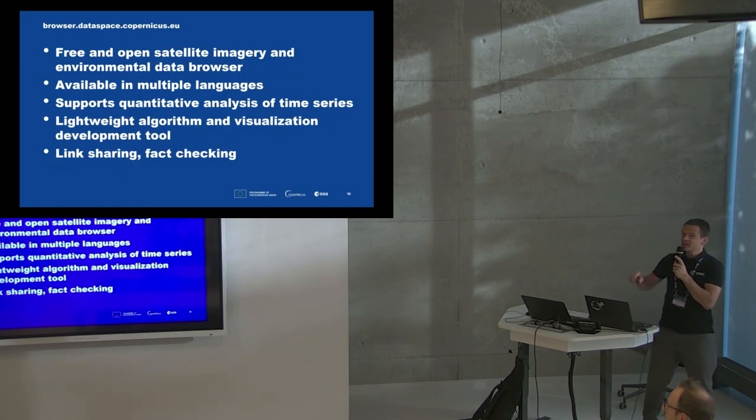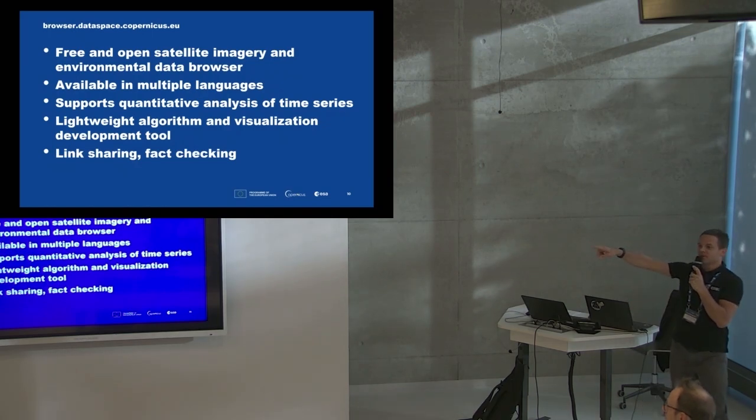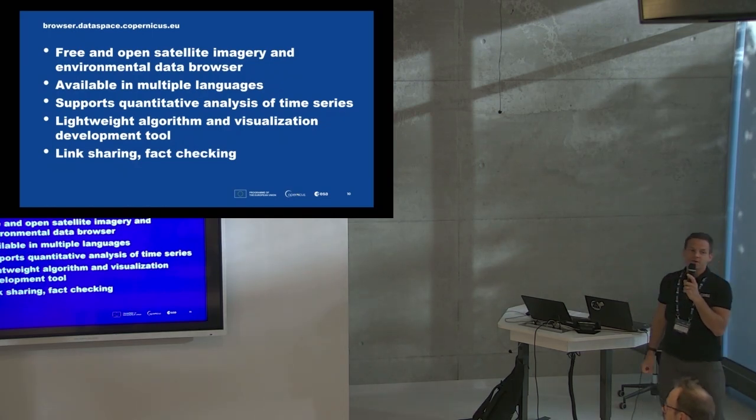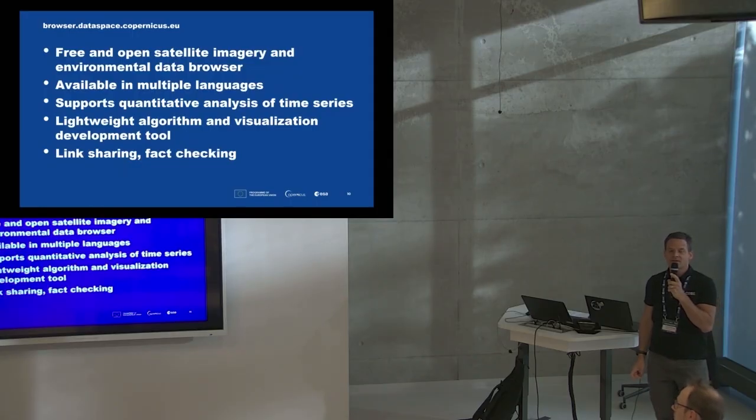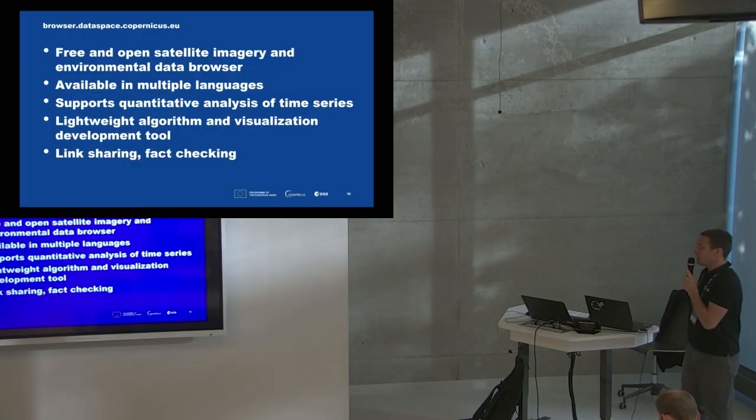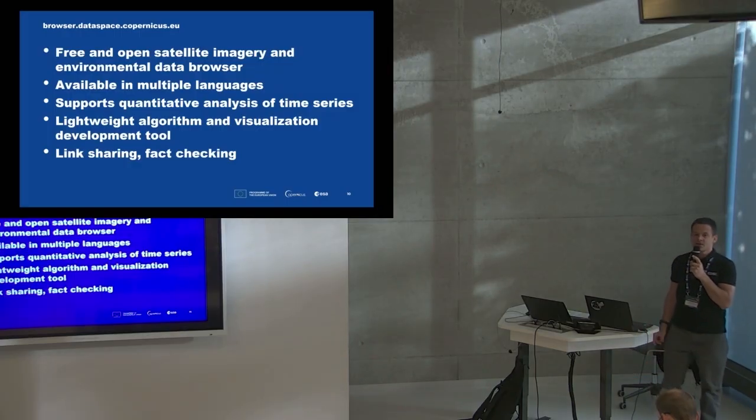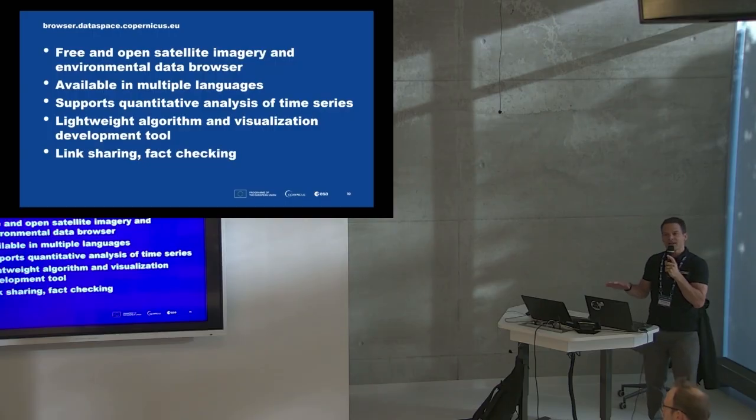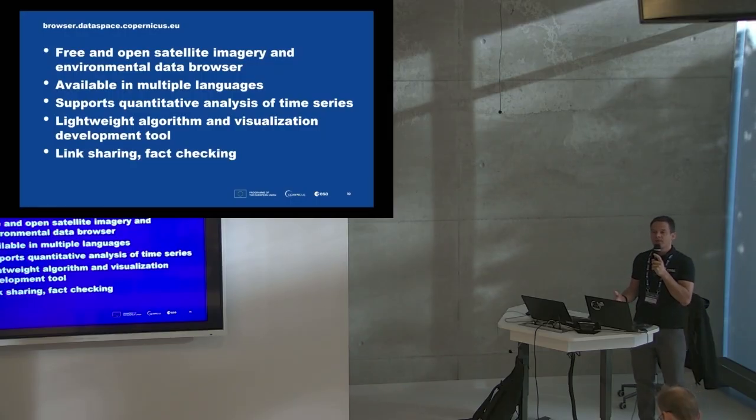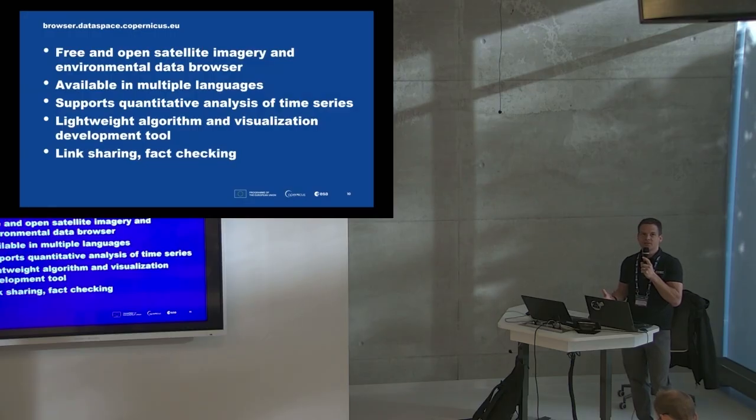So what you want is browser.dataspace.copernicus.eu. So open a web browser of your choice. Type in this URL. It also works on a phone, yes. Copernicus browser is a completely free tool. It works on any platform, a tablet, a phone, a computer, a big computer. And this allows you to access all the free and open imagery that we have, and also some of the environmental data that is also part of Copernicus Data Space Ecosystem.